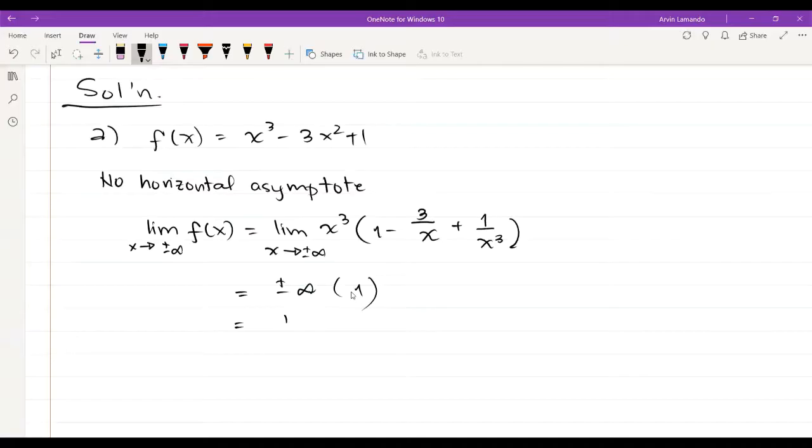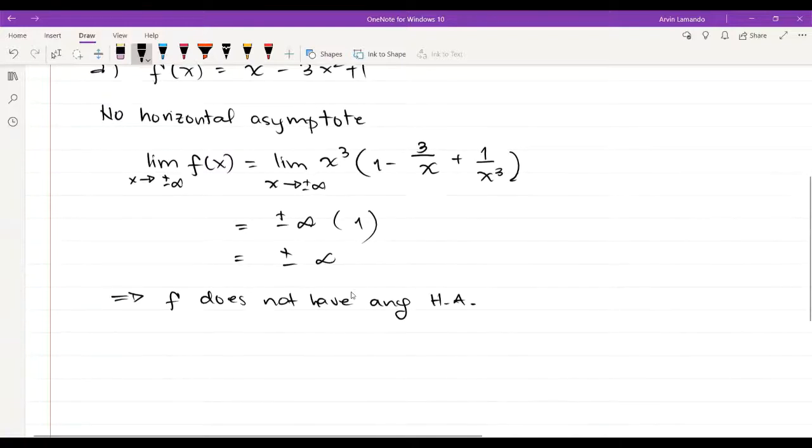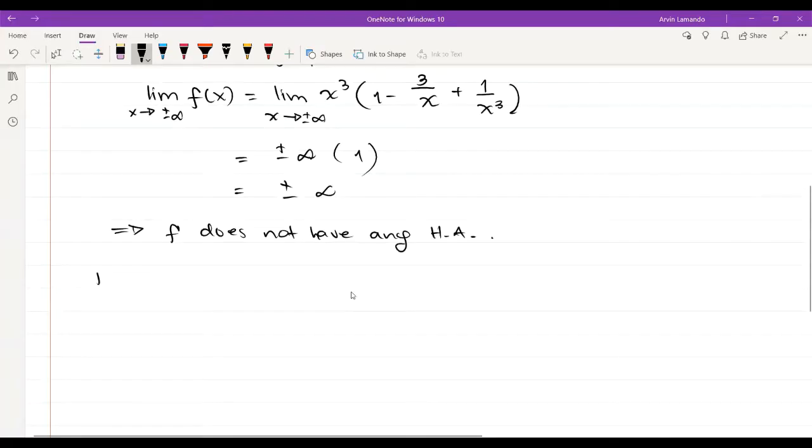Okay, so indeed, the limit of f as x approaches positive or negative infinity is not finite. Therefore, f does not have any horizontal asymptote, as required. Now let us also show that no vertical asymptote exists.